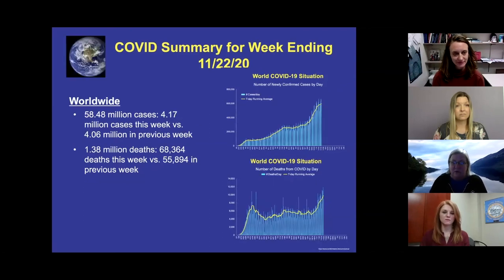As far as worldwide cases, there have been about 58 million cases, about 4.17 million cases this week compared to 4.06 million in the previous week. These are cases per day, so you can see we're at a maximum, higher than we've ever been. We have 1.38 million deaths, 68,000 deaths this week compared to close to 56,000 in the previous week. And you can see that the number of deaths per day is the highest it's been since the beginning of this pandemic.